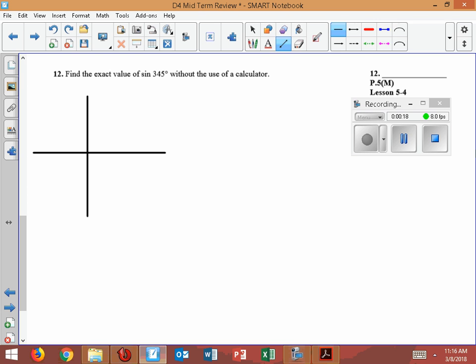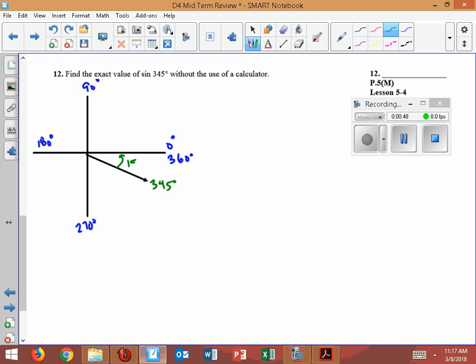No. Remember on the graph, you start here at 0. This would be how many degrees? 90. This would be 180. This is 270. You come all the way around and get to 360. So if we want to determine if this is on there, 345 would be somewhere over here. Which means how many degrees would be left over from here to here? 15. That means that's my reference angle.